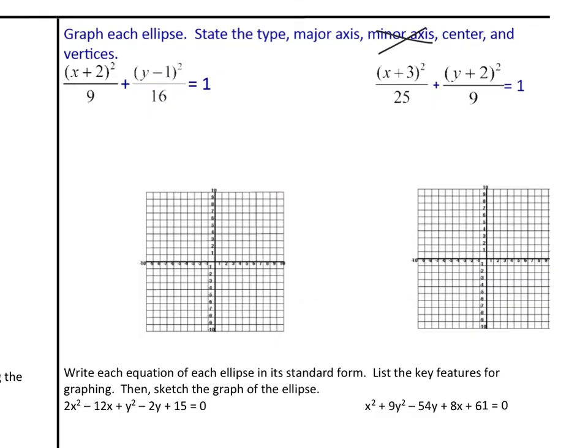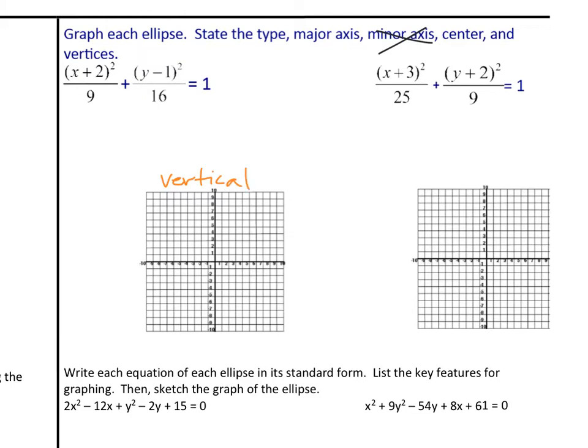For the following examples, graph each ellipse. State the type of ellipse, either vertical or horizontal, the major axis, center, and define the vertices. In our first example, we have (x plus 2) squared over 9 plus (y minus 1) squared over 16 equals 1. Now, the first thing we're supposed to do is state the type of ellipse. That means, is this going to be vertical or horizontal? Well, if we look at the bigger number, 16 is greater than 9, and that's underneath the y variable.